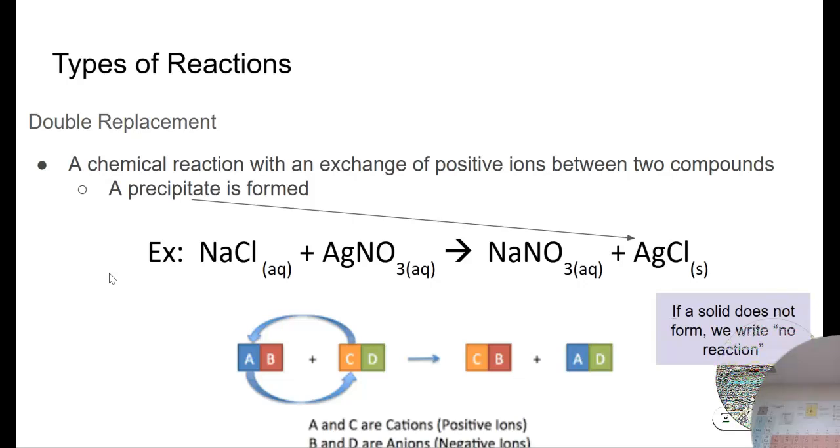And again, this is, like I said, just a little bit happier story, but there is actually more to this than just how it sounds. They're not just switching partners. There's something that drives this, and here's what's happening. In this case, you have NaCl, which is salt, with something called silver nitrate, okay?